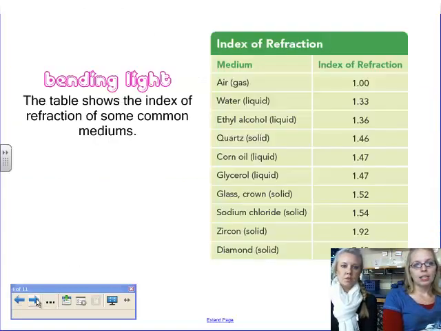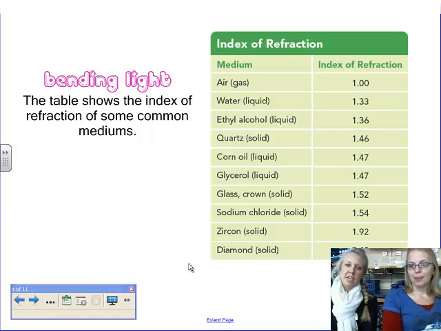So here is a table. You do not need to write this down, but this is an index of refraction of different materials. You do need to know how to read this table. The index of refraction tells you which one it will bend the most in and which one it will bend the least in. The lower the number, the less the bend. The higher the number, the more it will bend. So it changes the angle at which the light ray bends.